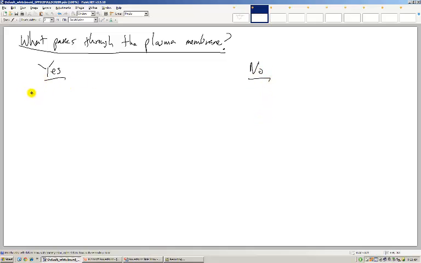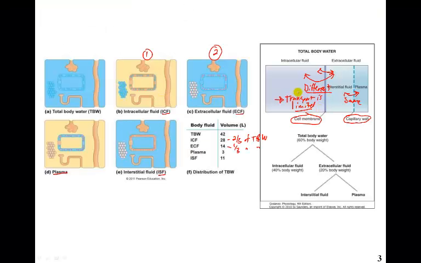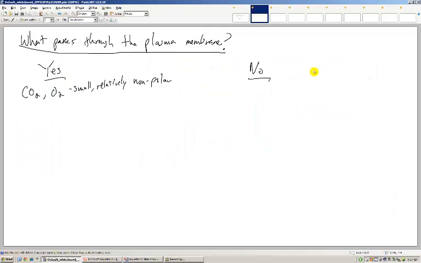So first of all, here are some things that can pass pretty readily through: CO2 and O2. They're small, relatively nonpolar. So CO2 and O2 can pass back and forth pretty readily between intracellular and extracellular fluid. When we talk about transport of CO2 and O2, the plasma membrane is really not going to play much of a role. Another thing that can pass through, and this is a little tricky because I just told you it couldn't, is water. It passes readily from intracellular to extracellular fluid and back.